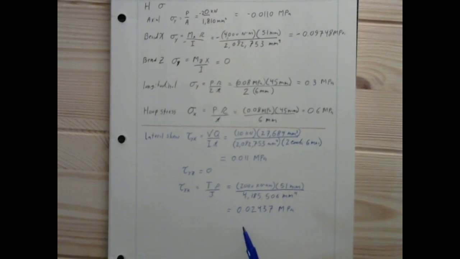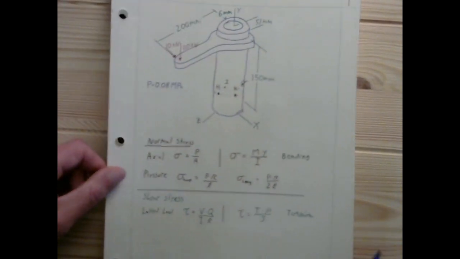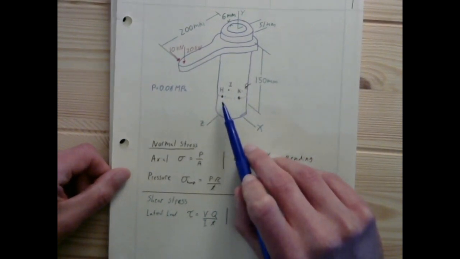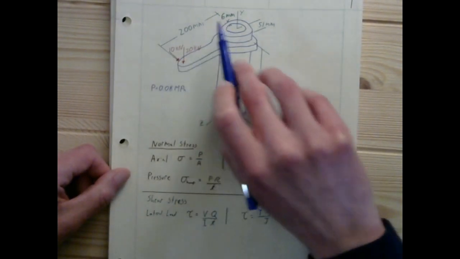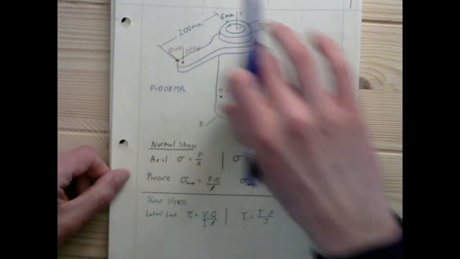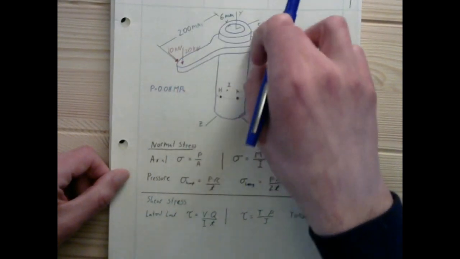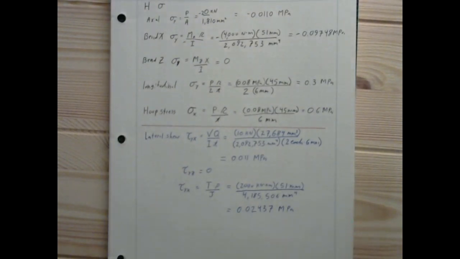So when we're looking at that, we're going to have to check at point H, the shear due to the lateral shear is going to be in this direction, and the shear due to torsion is also going to be in this direction. So we're going to have to sum those together. Those are going the same direction. Very good.